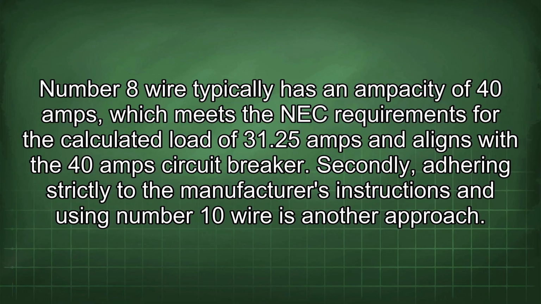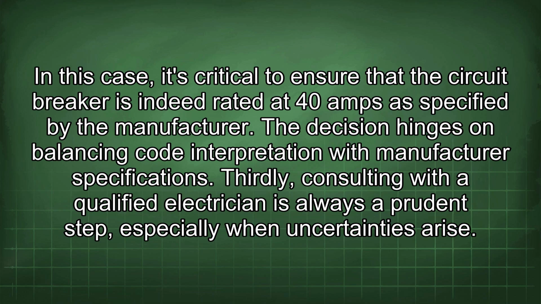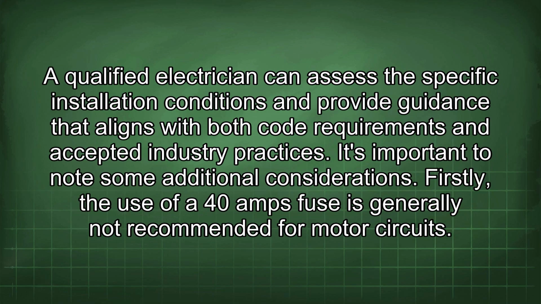Secondly, adhering strictly to the manufacturer's instructions and using number 10 wire is another approach. In this case, it's critical to ensure that the circuit breaker is indeed rated at 40 amps as specified by the manufacturer. The decision hinges on balancing code interpretation with manufacturer specifications. Thirdly, consulting with a qualified electrician is always a prudent step, especially when uncertainties arise. A qualified electrician can assess the specific installation conditions and provide guidance that aligns with both code requirements and accepted industry practices.